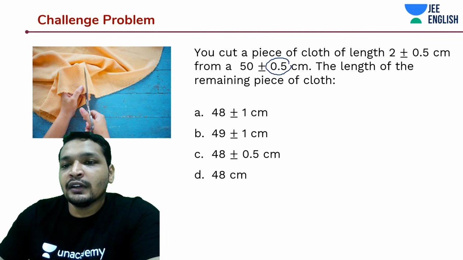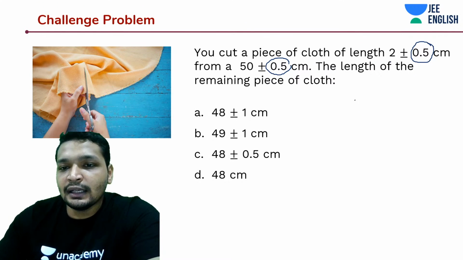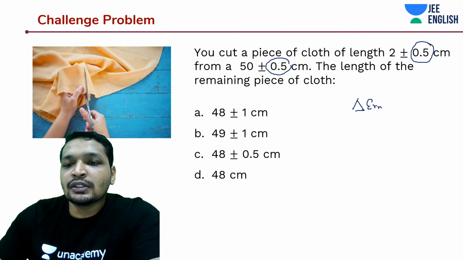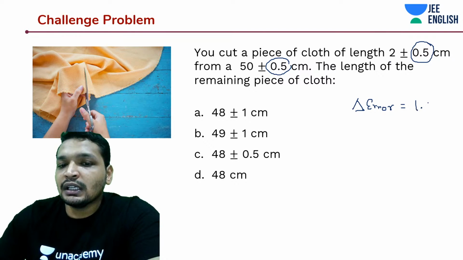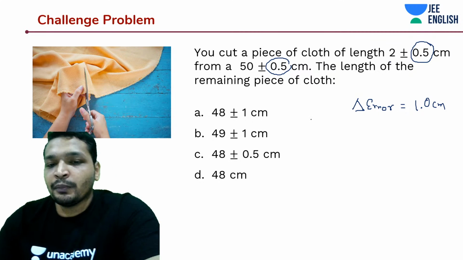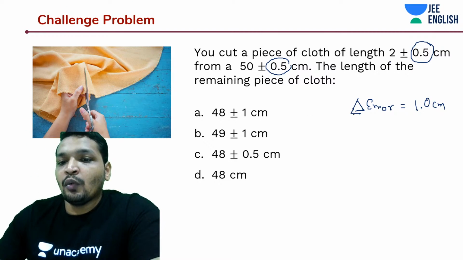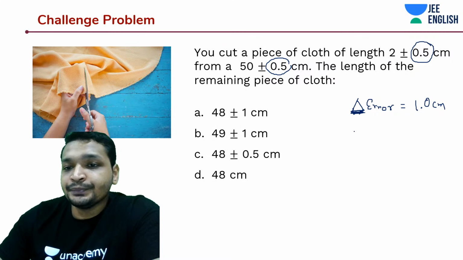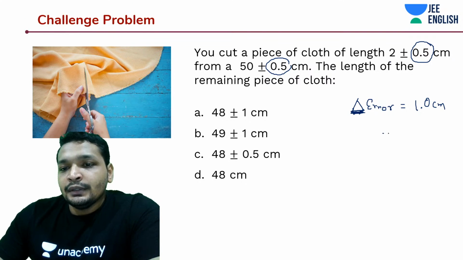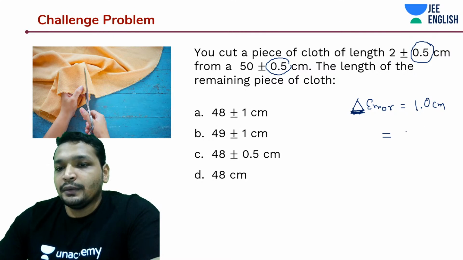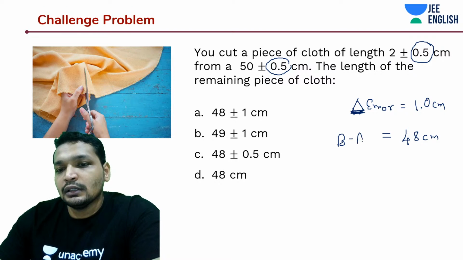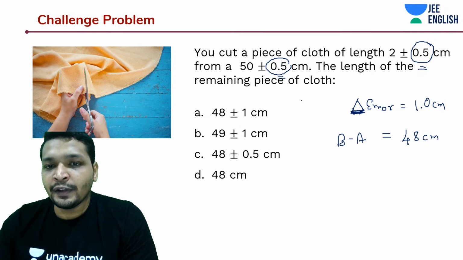Okay, so this is 0.5 error. This is also 0.5 error. So what is my error? My error is going to be 1.0 centimeter. And what about my actual value, the value that I'm expecting? That is going to be 50 minus 2, 48. Right? In this case, B minus A is 48. Delta error, you are going to add both of them. Right? I hope everyone understood this point. 0.5, 0.5, we have added it.